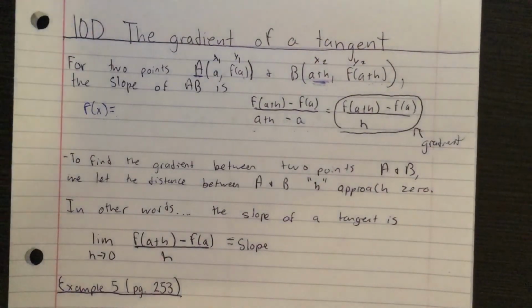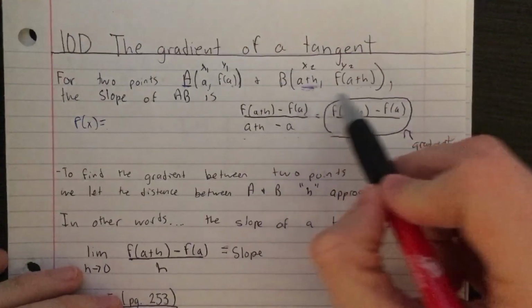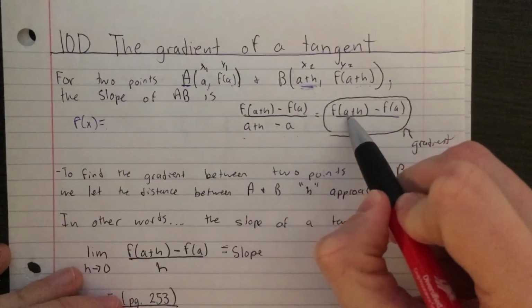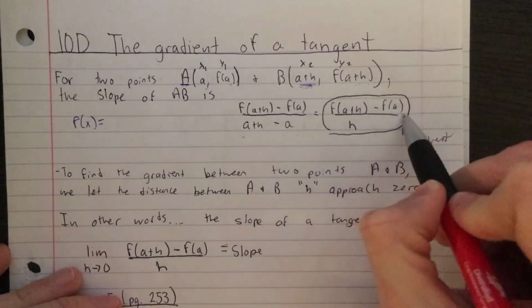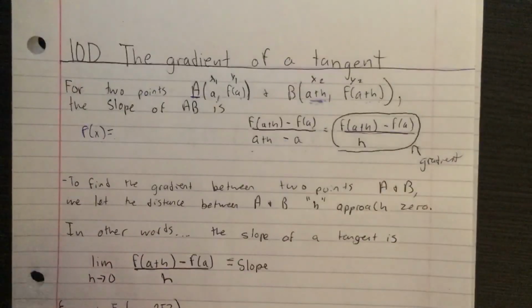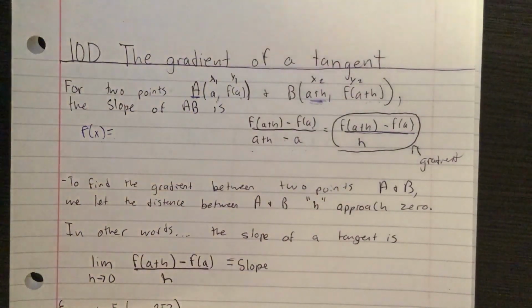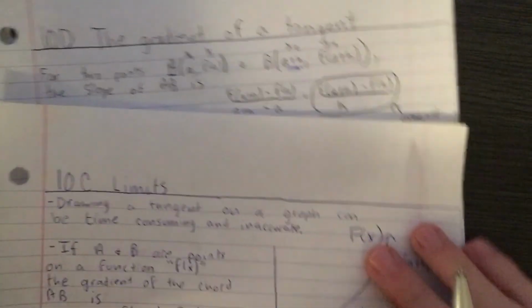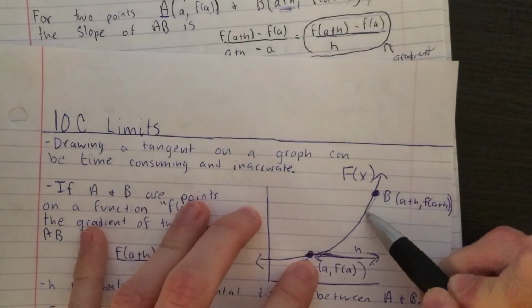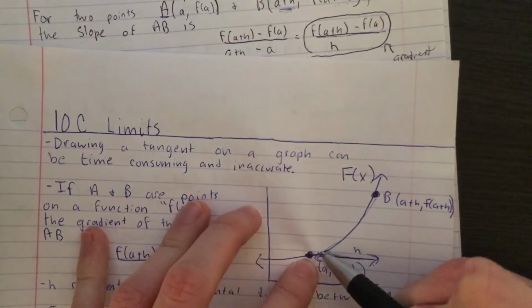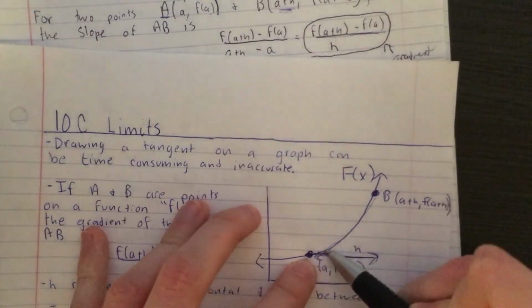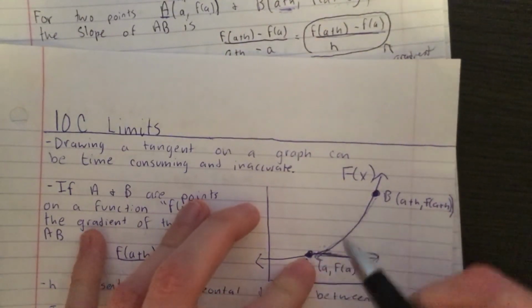So the mathematics to find the gradient between 2 points where there's some horizontal distance, we're going to do f of a plus h minus f of a, and we're going to divide that by the horizontal distance. And so to find the gradient of any tangent here that we worked on last class, where I had you all draw the lines, the distance between these two lines has to get smaller and smaller till they're at the same point, and we're calculating the slope at that point.